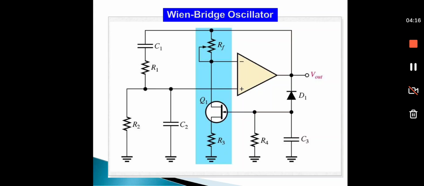Operating with a small or zero drain-source voltage, the JFET works in the ohmic region. As the gate voltage is increased, the drain-source resistance also increases. If the JFET is connected in the negative feedback path, it automatically controls the gain because its resistance changes with the voltage. This helps to maintain a constant output amplitude.